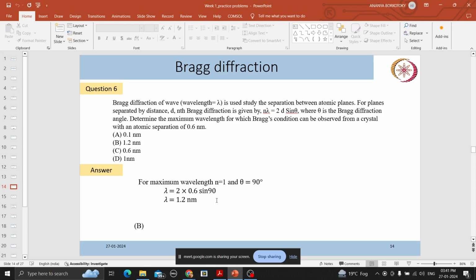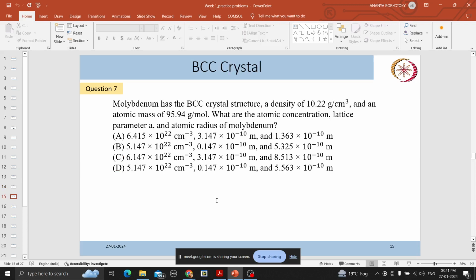Okay. Let's go to the next question. This question has three parts, so you have to solve for three parts. This is for a BCC crystal, body centered cubic. The density is given as 10.22 gram per centimeter cube, and the atomic mass is given. You already know Avogadro's number. So what is the atomic concentration, that is, in per centimeter cube?